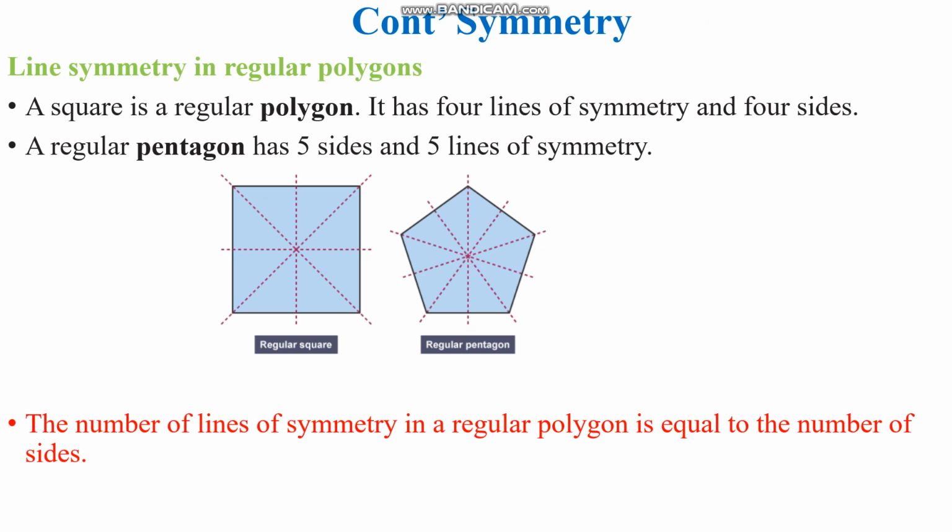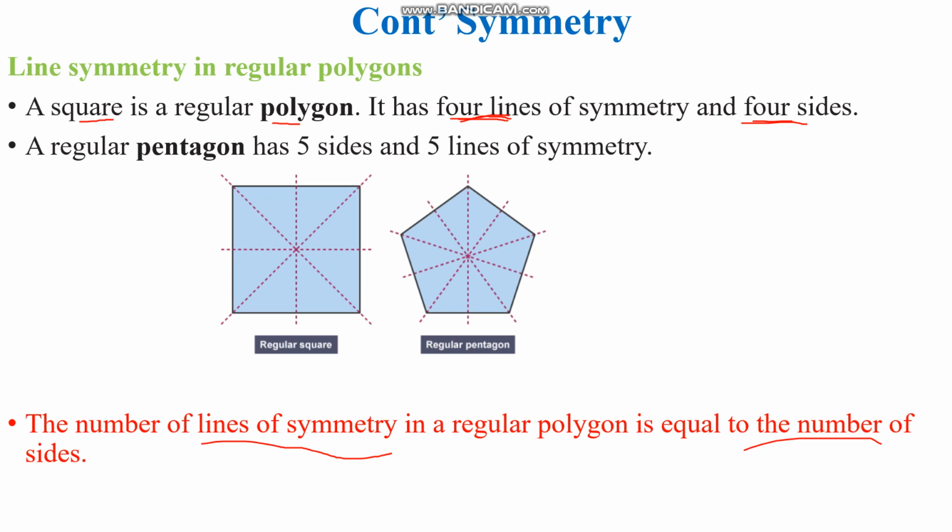So in regular polygons, you need to note that the number of lines of symmetry in a regular polygon is equal to the number of sides. So for example, a square is a regular polygon. It has 4 sides, so we say that it has 4 lines of symmetry. Like we said here, the number of lines of symmetry is equal to the number of sides of the polygon. So if a square has 4 sides, it has 4 lines of symmetry.